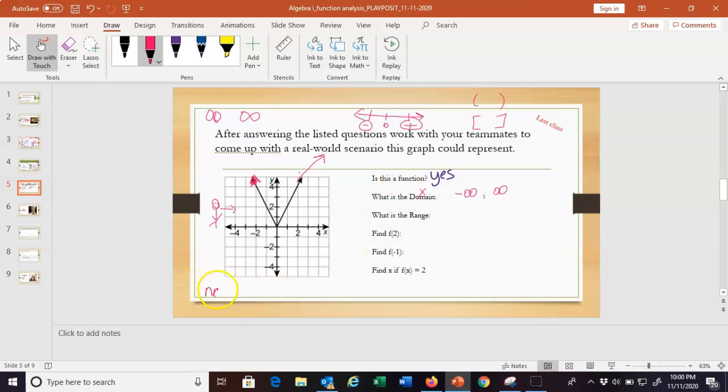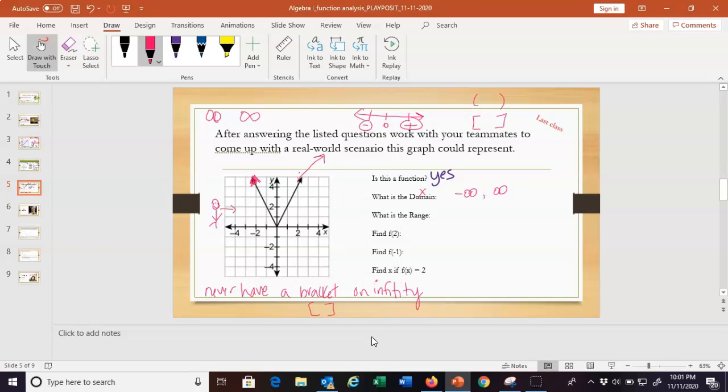You can never have a bracket on infinity because remember the brackets indicate that it is allowed to equal that number. Can you ever equal infinity? No, because infinity is not a distinct number, right? It's not a million, a billion, a gajillion, a trillion. It's not a distinct number.